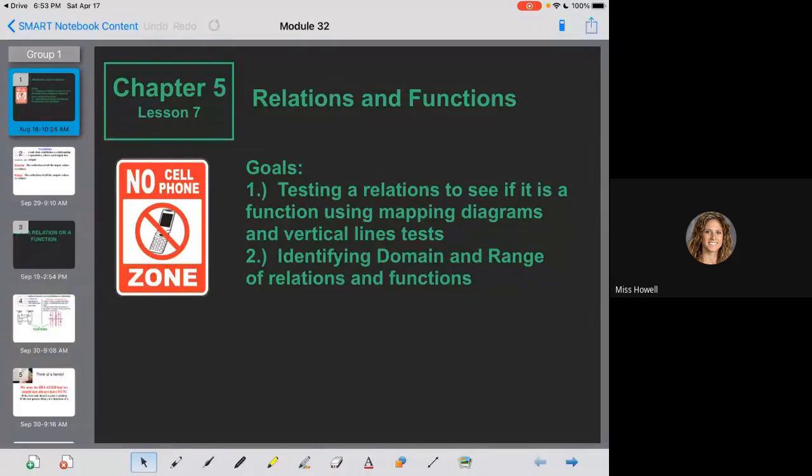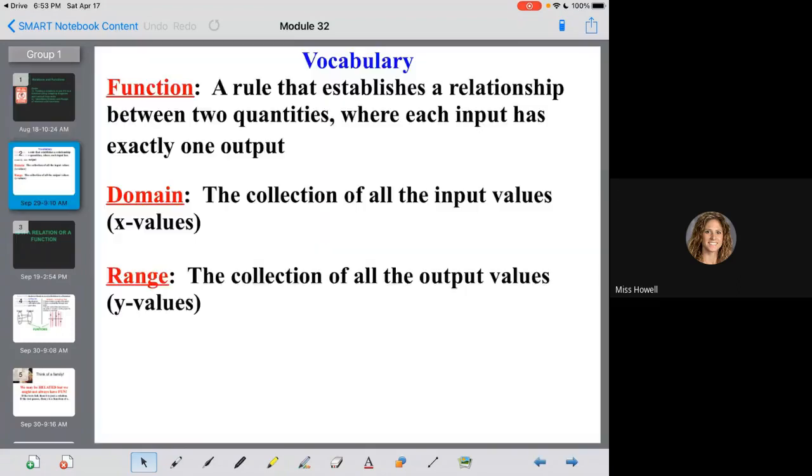And welcome back to Algebra 1. Our goal for today is to look at a relationship that is called a function and be able to identify if a set of values or set of points or a graph is a relation that fits into a special category called a function.